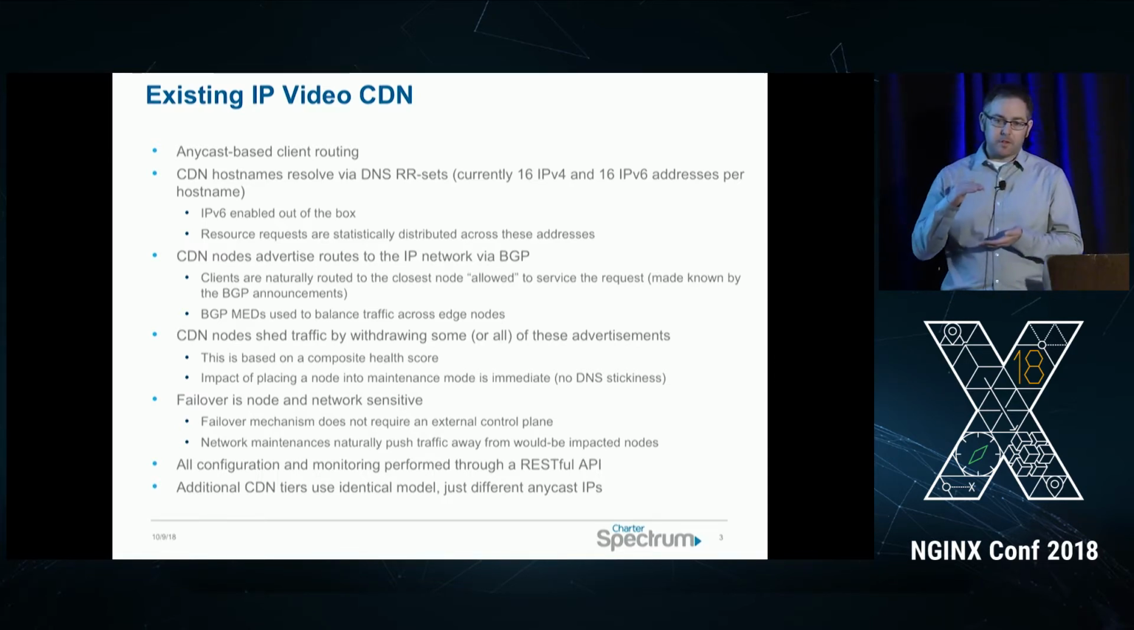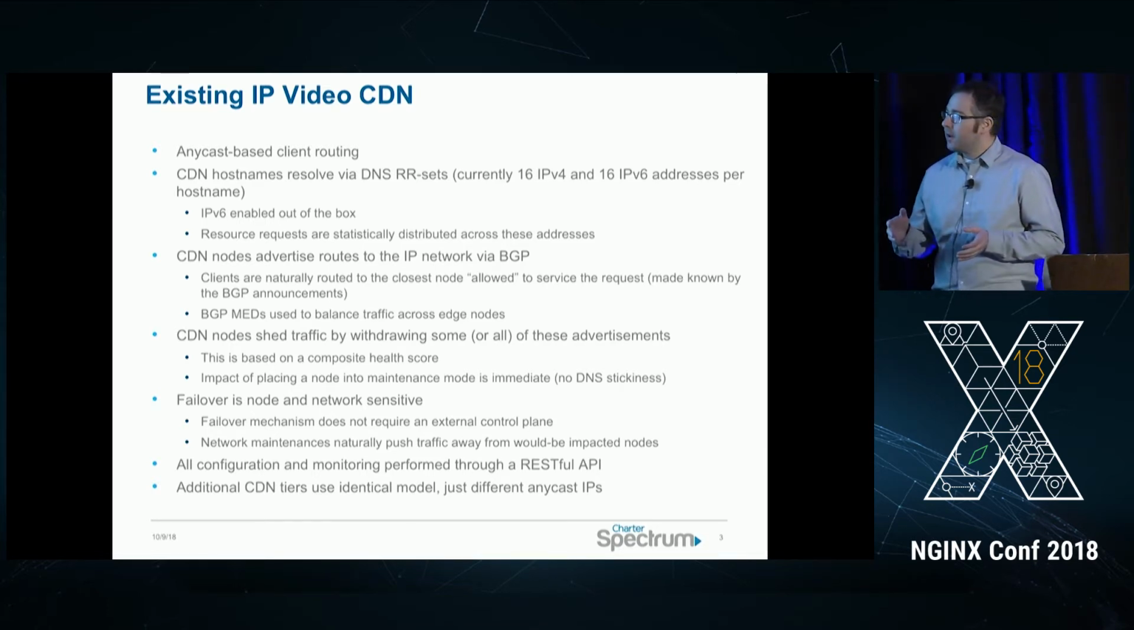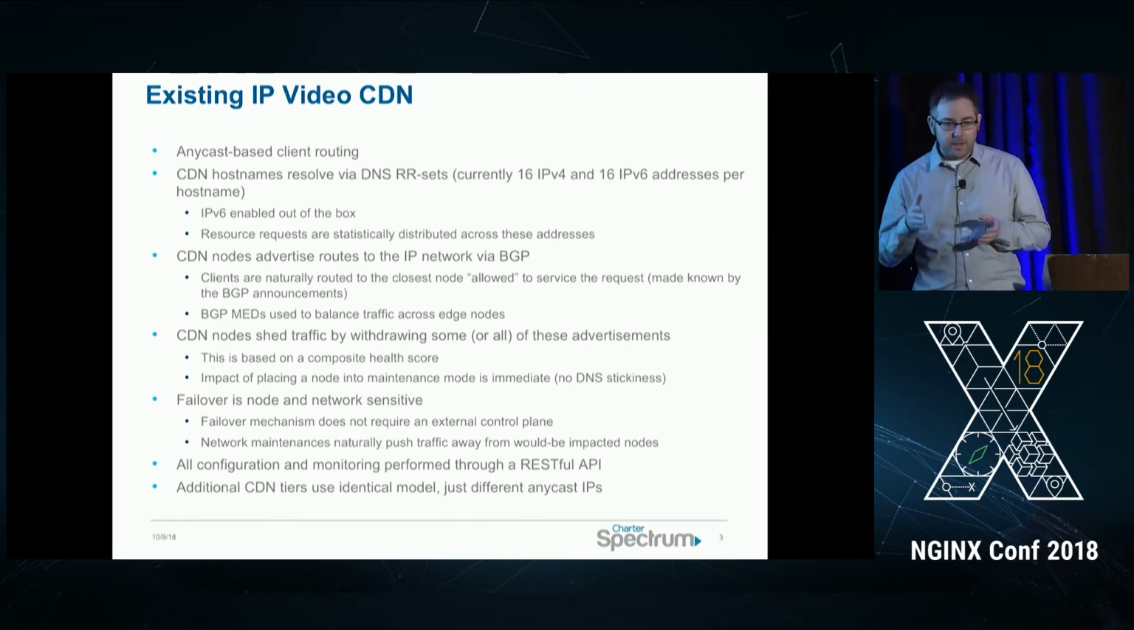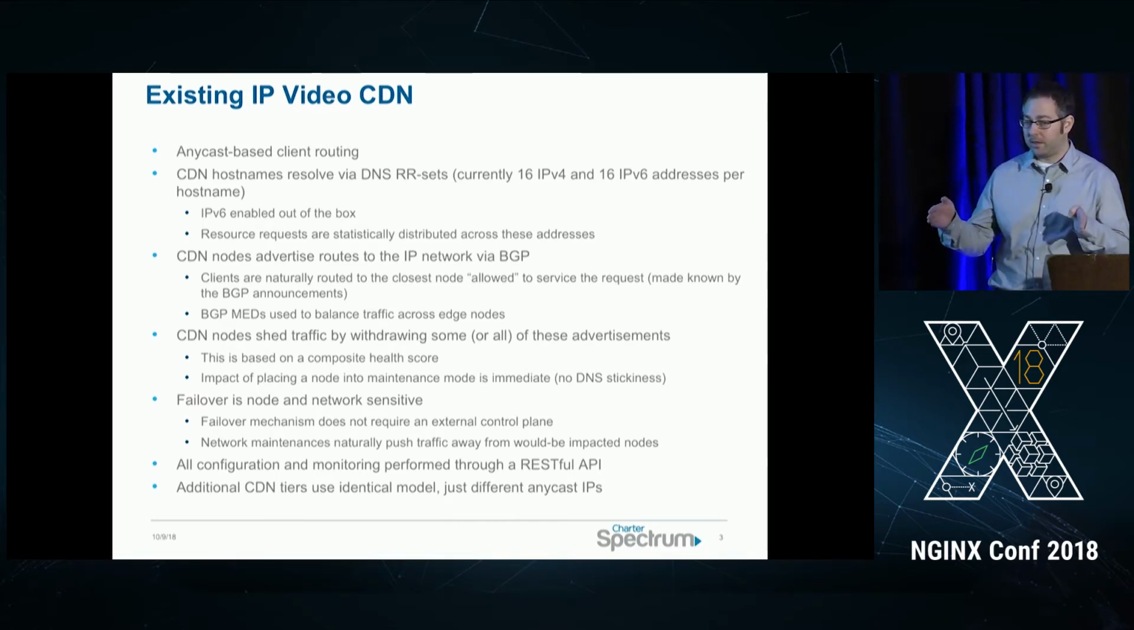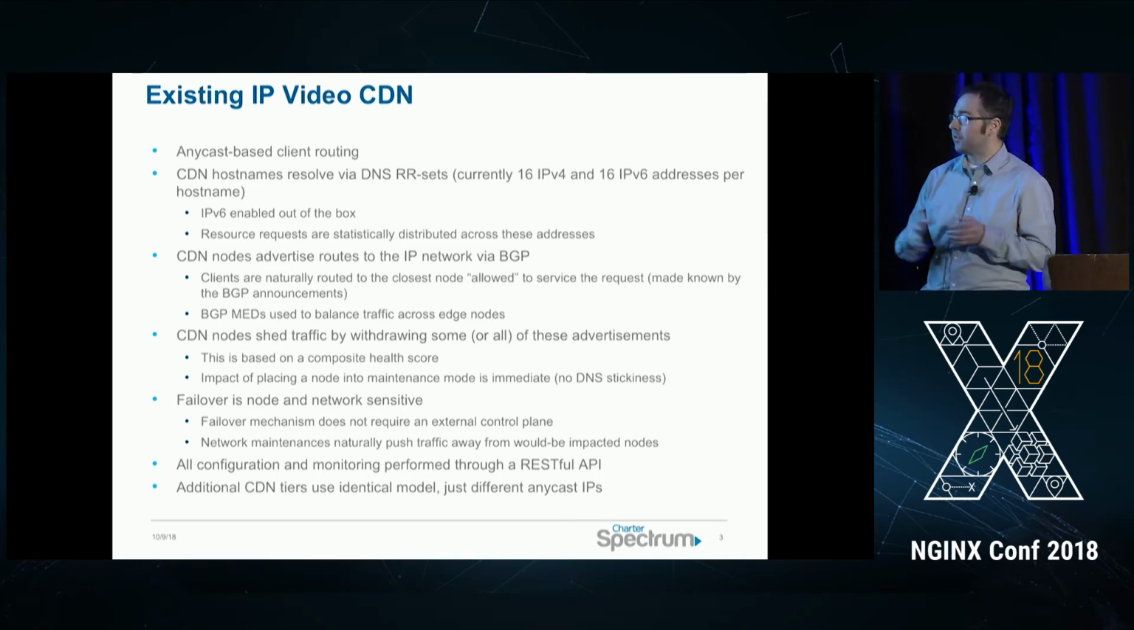Because there's a number of those IP addresses, let's say 10, it's 16 in reality, but 10 makes the math easier. If you assume that there's 10 of them, each one is handling 10% of the traffic. So you get a statistic distribution across those 10 IPs. So you're getting dynamic distribution there.